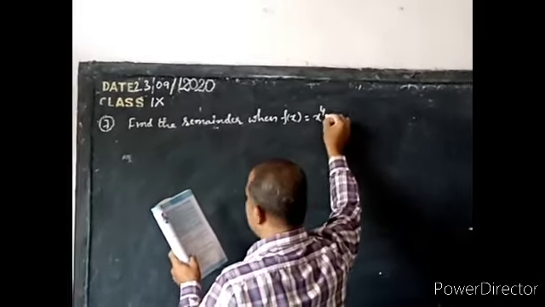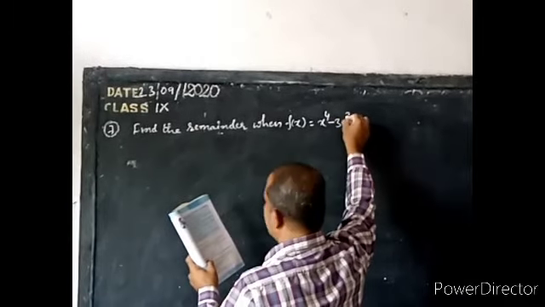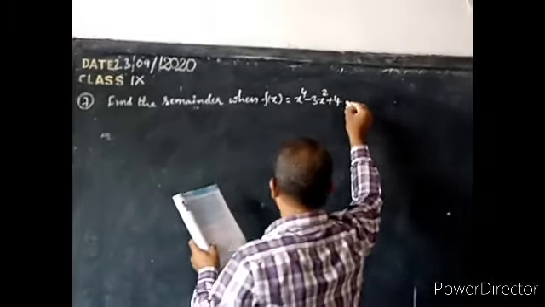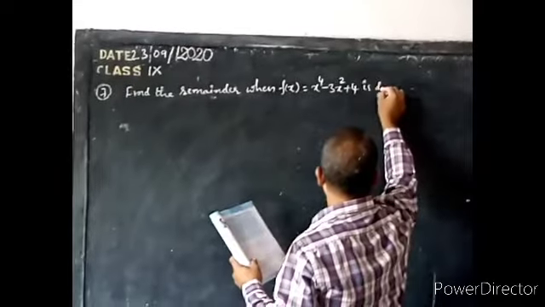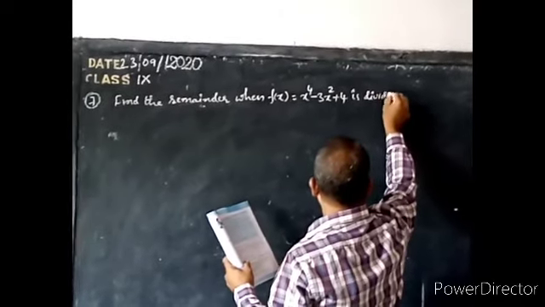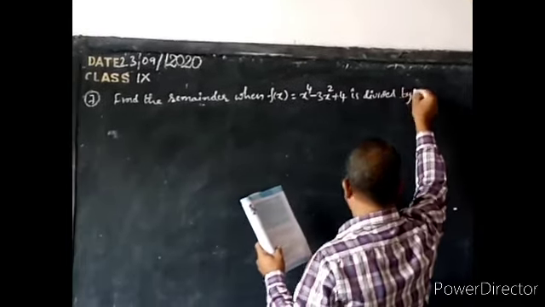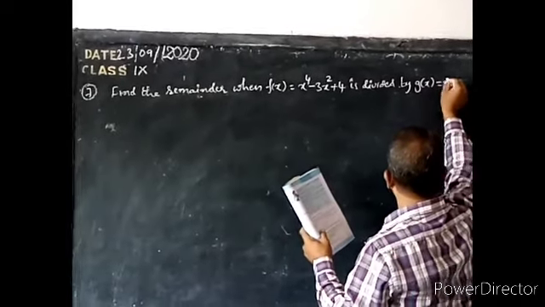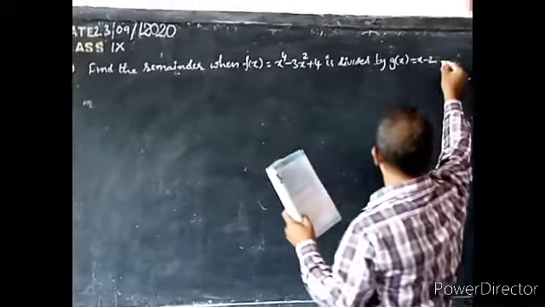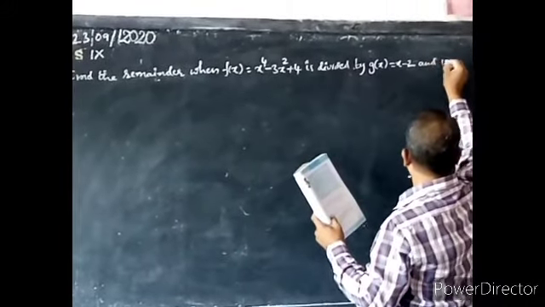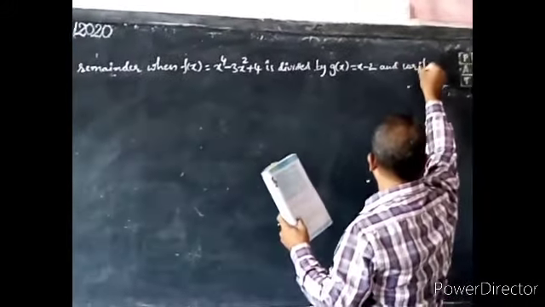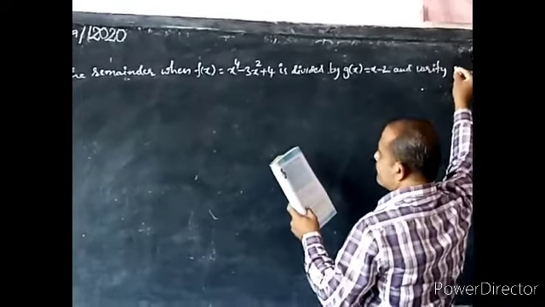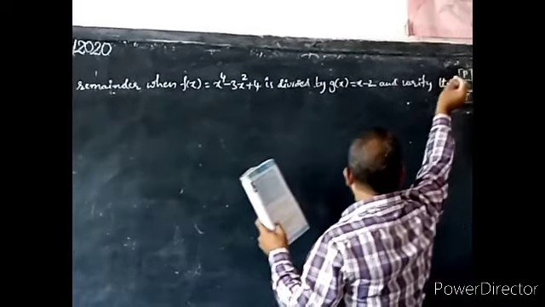x power 4 minus 2x square plus 4 is divided by g of x is equal to x minus 2, and verify the result.